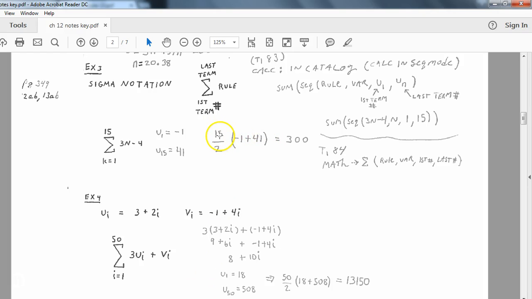So I subbed in the 15 for n. Here's the first term. Here's the value of the 15th term. And if I clean that up, I get 300. And so that works using the formula. The other way you can do it is there is a calculator tool for this. So let me show you that as well.